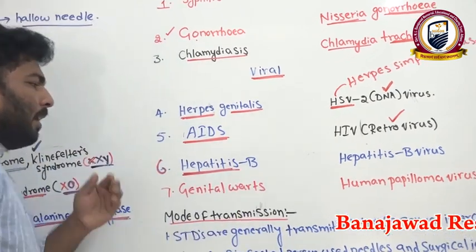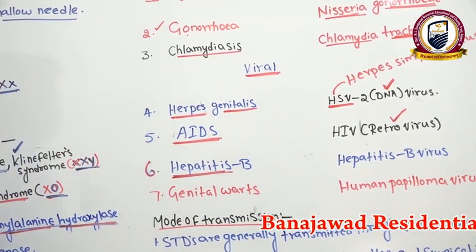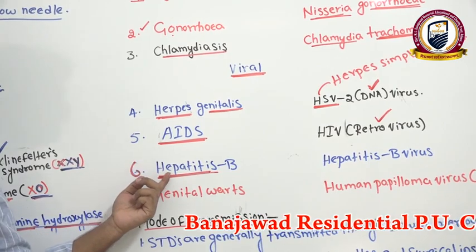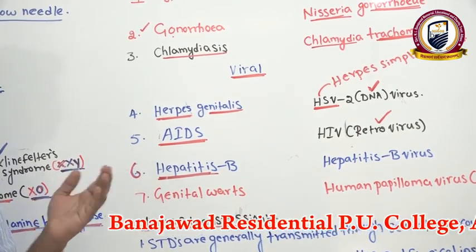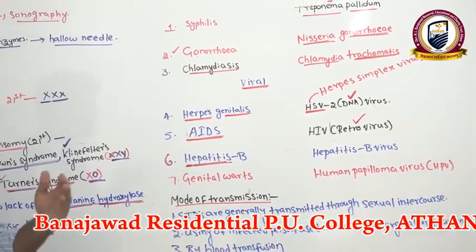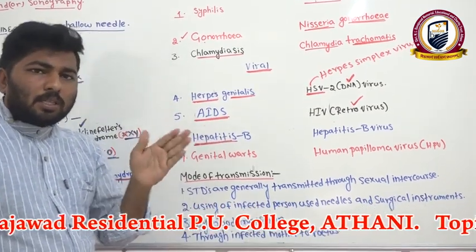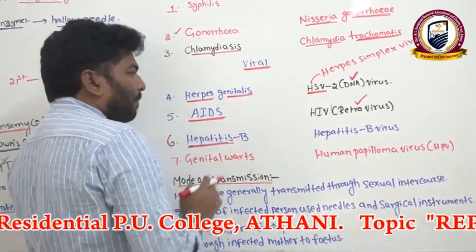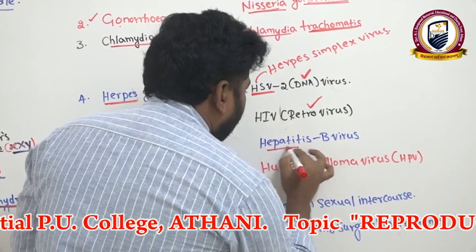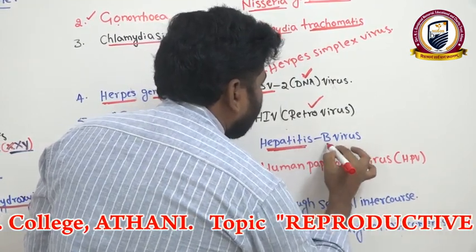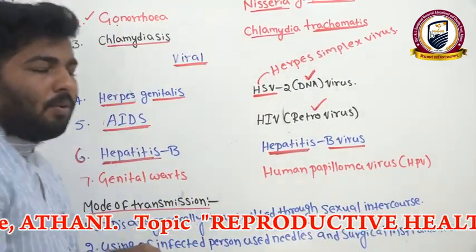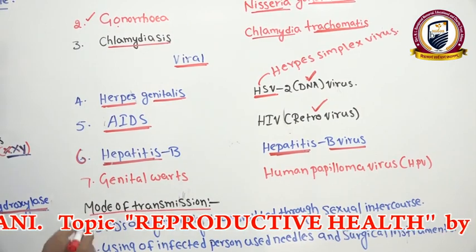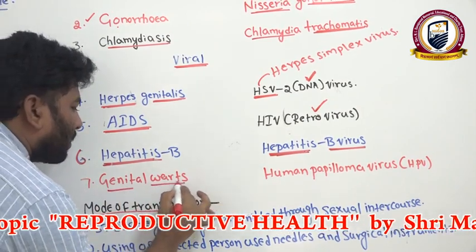Hepatitis B especially affects the liver. It is also sexually transmitted; there is a possibility of getting it through sexual contact. Hepatitis B is caused by the hepatitis B virus. Now lastly, genital warts.